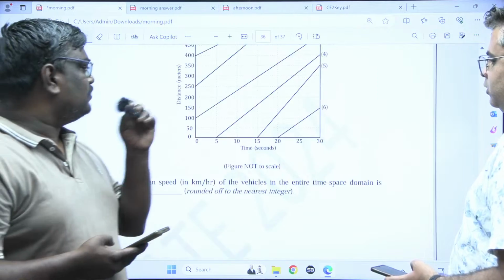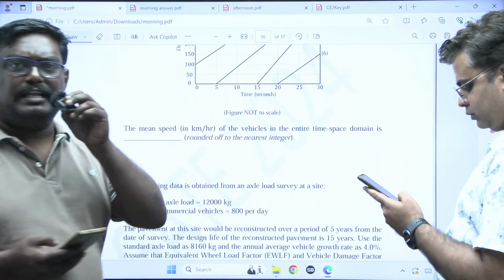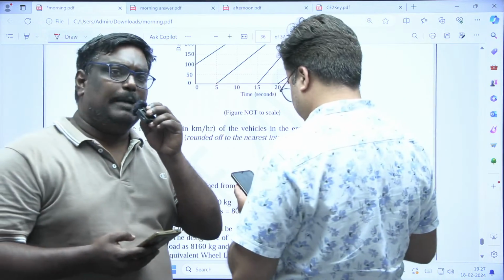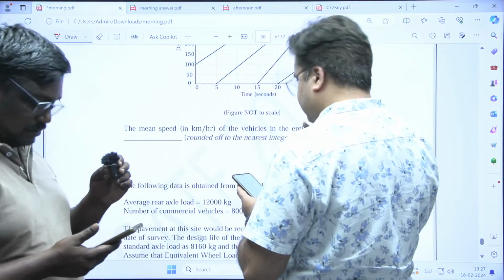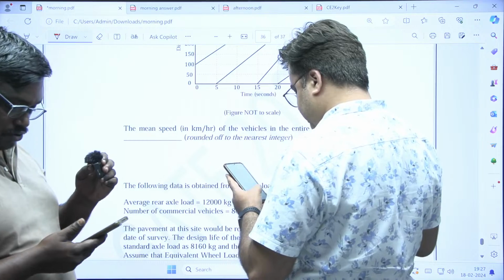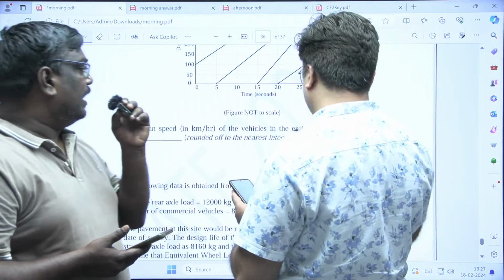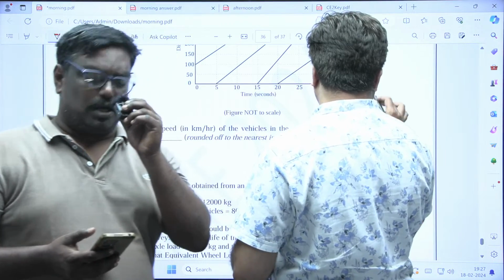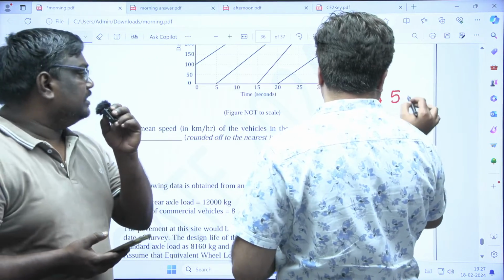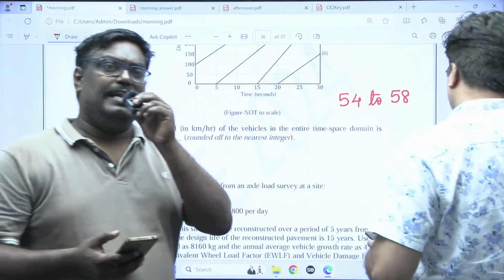For this question, we just have to find the slope and take the average. The answer is 40.6 to 40.9, sir. No, this is question number 63, right? Oh, sorry, 63 is 54 to 58. Sorry, students. Here we have been given distance and time, and you find it by finding the slope.